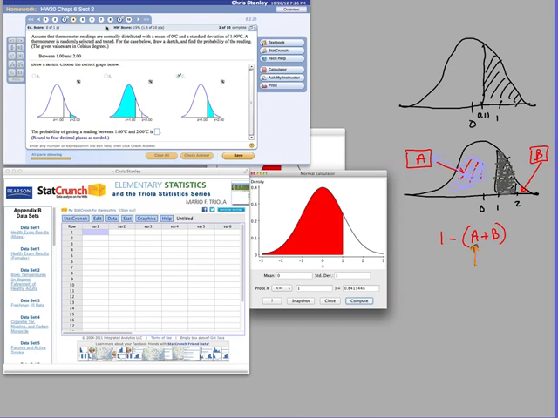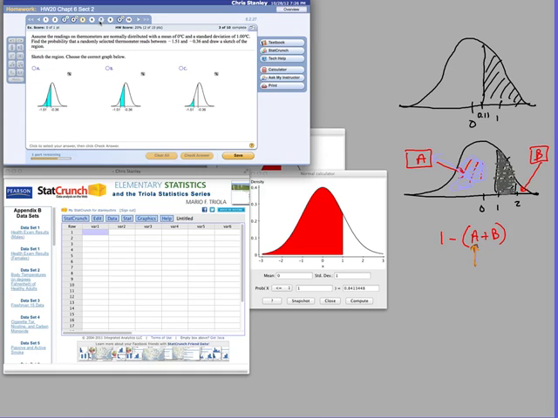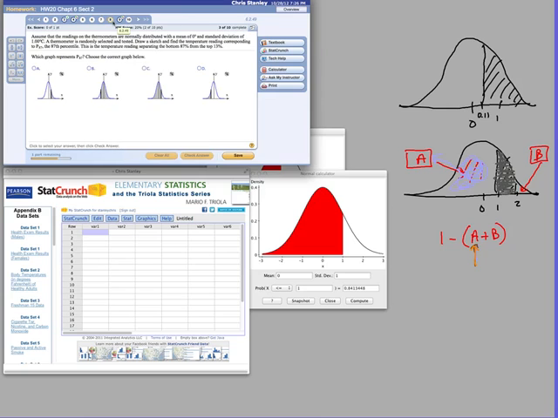Okay? So the only other thing I want to do is scan through these and see. Okay, that's just a shading problem. That's just a shading problem. Same problem.